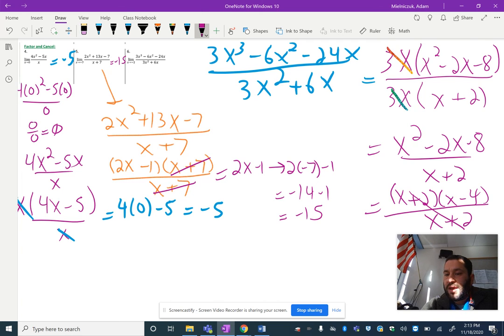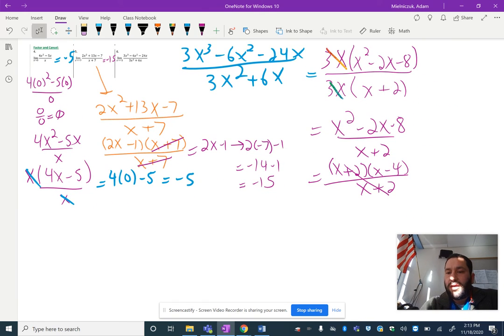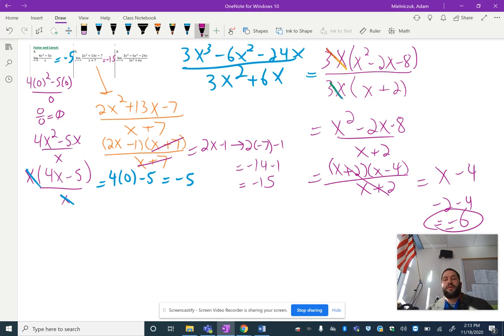So again, these cancel. Now all I have to do is find the limit of x minus 4 as x approaches negative 2. So negative 2 minus 4 gives me a limit of negative 6. So when direct substitution doesn't work, mostly because the denominator is 0, factor and cancel and try again.